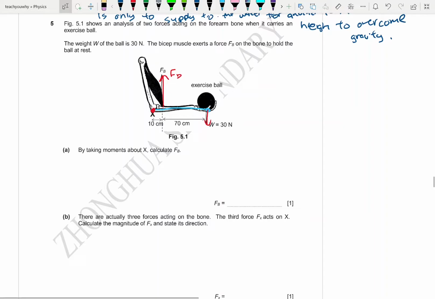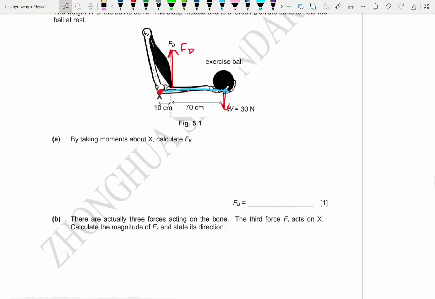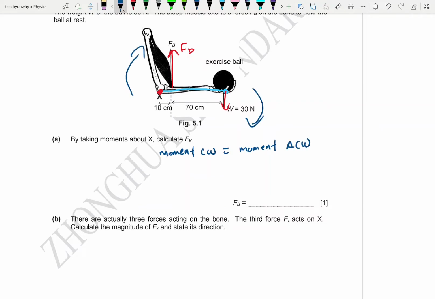Okay, so what we will say is moment clockwise is equal to moment anti-clockwise. Okay, anti-clockwise. So this is my clockwise, this is my anti-clockwise. For those who don't know what is clockwise and what is anti-clockwise, look at the clock.